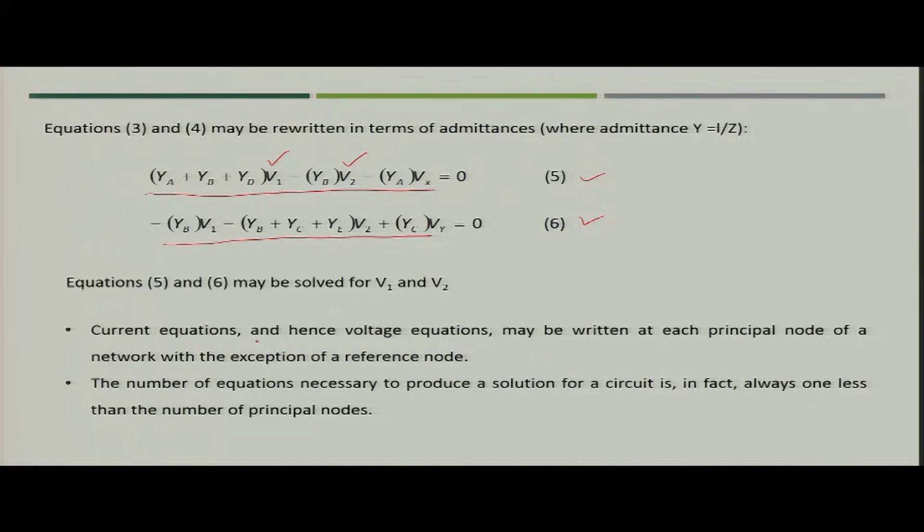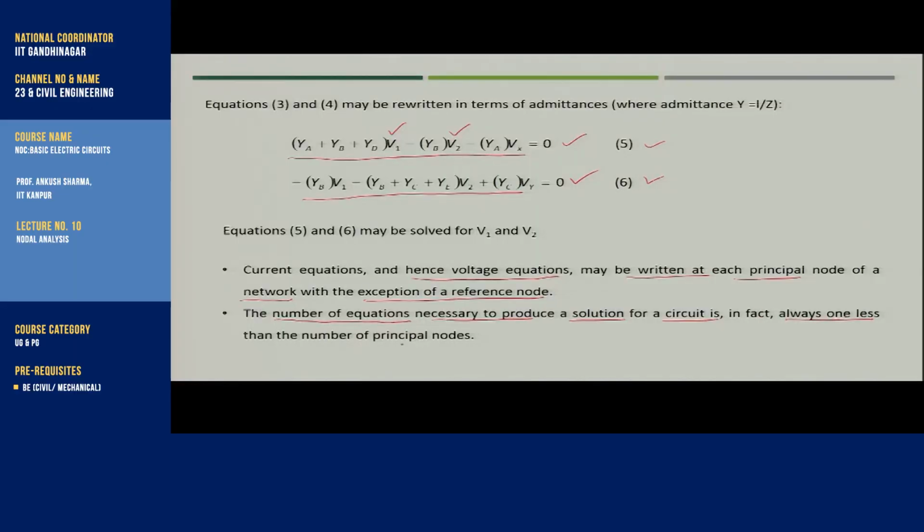So, the current equations and hence the voltage equations may be written at each principal node of a network with the exception of the reference node. So, you have written for principal nodes 1 and 2, and you need not write any equation for the reference node. So, you got two equations. Now, the number of equations necessary to produce a solution for a circuit is in fact always one less than the number of principal nodes.